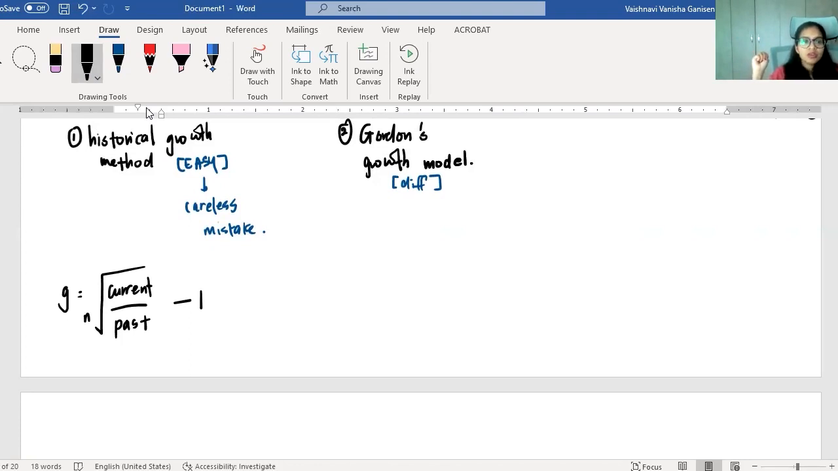Growth equals current over past, minus 1. This is my dividend historical growth model. For the Gordon's growth model, G equals BR, where B equals the retention rate, while R equals the required return.